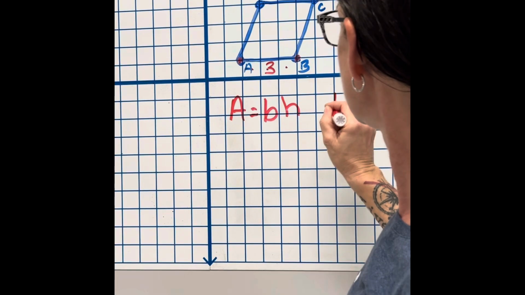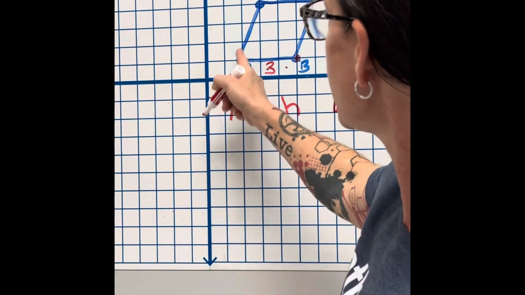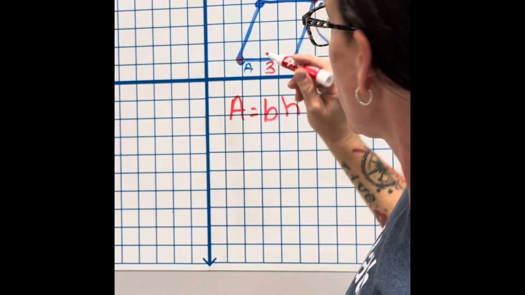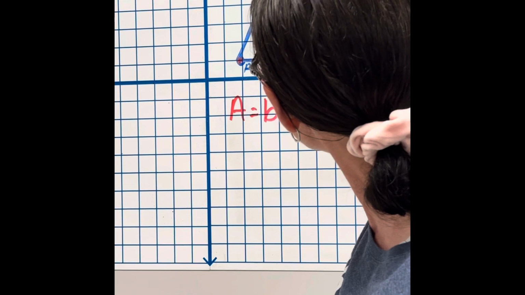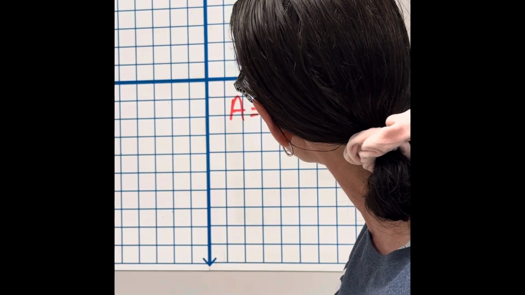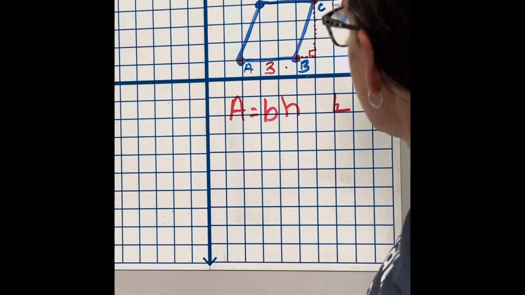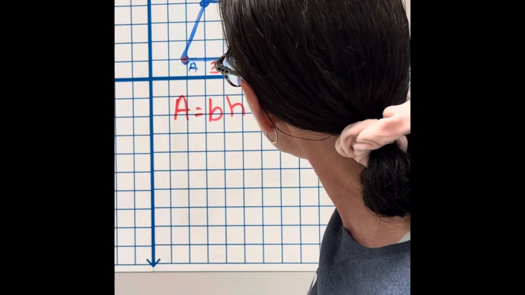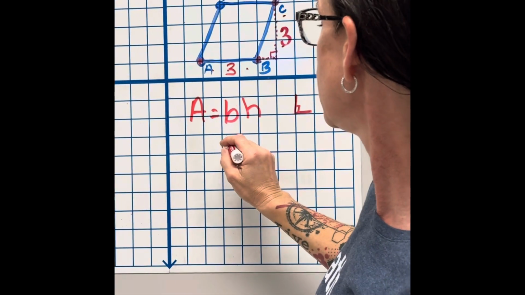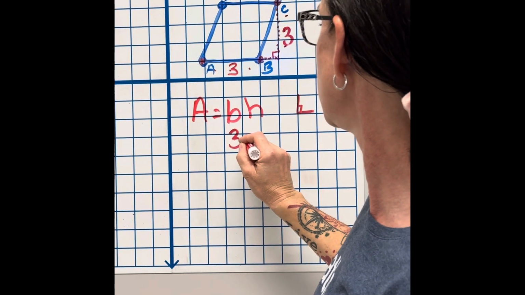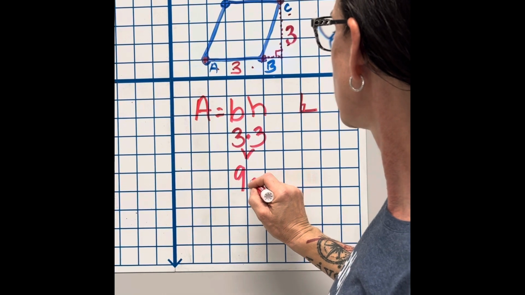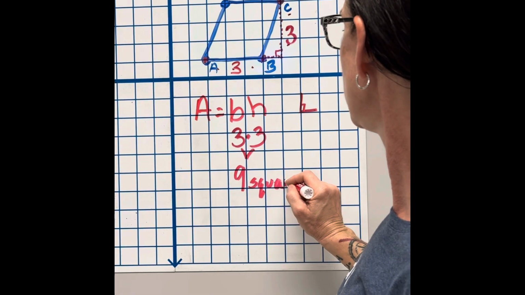Now the height is a little bit different because to find our base and our height, these edges need to create a right angle, so we can't use this slant edge. So for our height, we take the highest point in our parallelogram and trace it down to create this height line, or this right angle within our shape. We count how long this length is, and this is 1, 2, 3. So our base is 3, our height is 3, so the area is 3 times 3, which is equal to 9 square units.